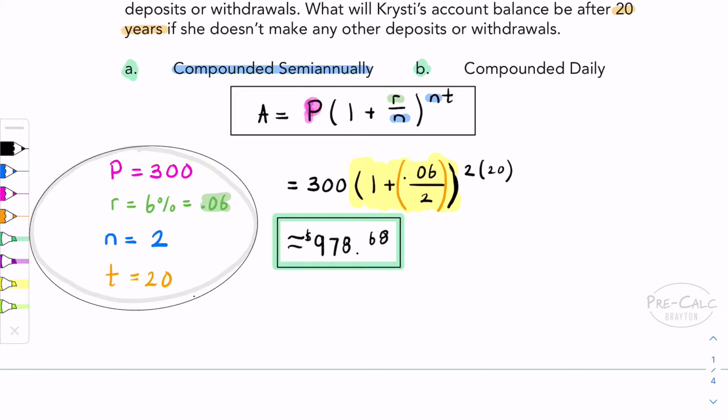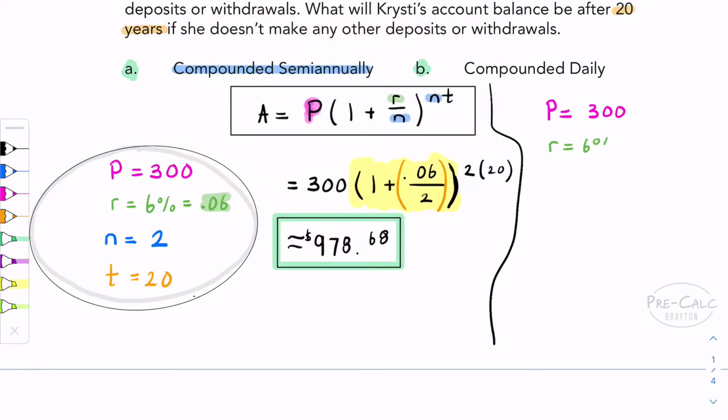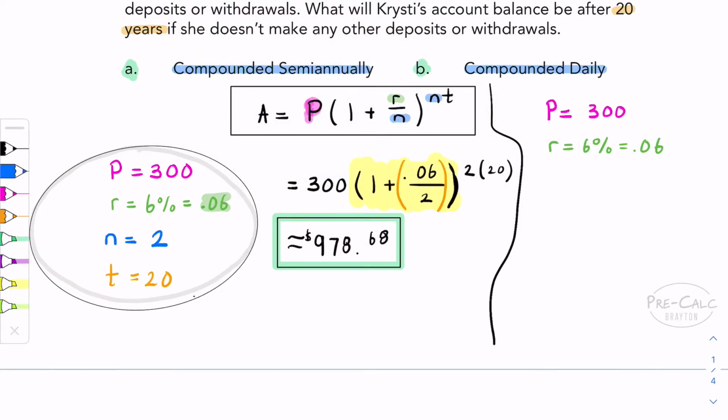Next, let's take a look at compounded daily. So this would be the second part. We're going to use the same equation to start with. Our values are going to change slightly, and when I say slightly, it's really only the end value that's changing. Our principal amount is still 300. The rate is still 6% or 0.06. This time we are compounding daily. So in the chart above for compounded daily, you're going to use an end value of 365. And for time, we are still looking at 20 years.